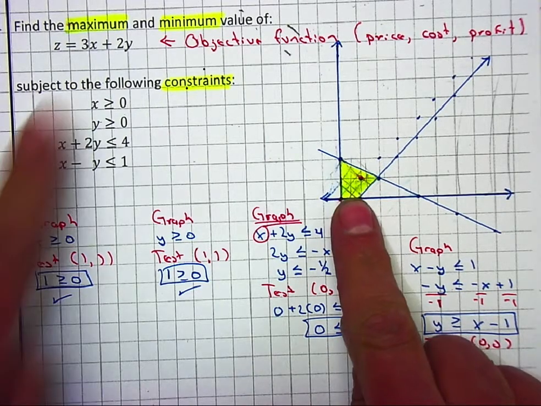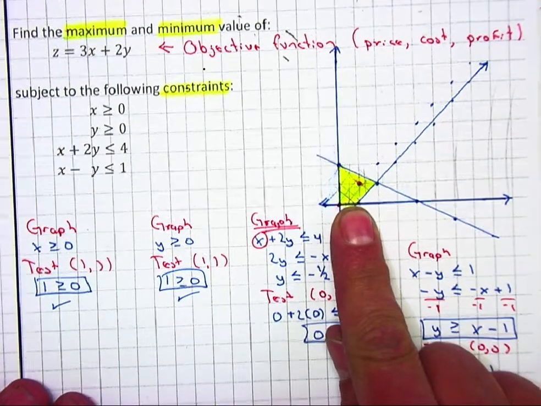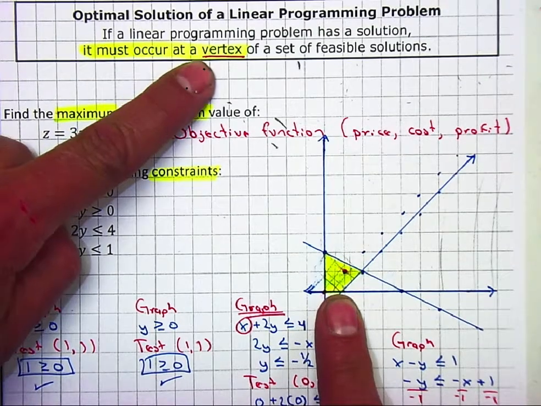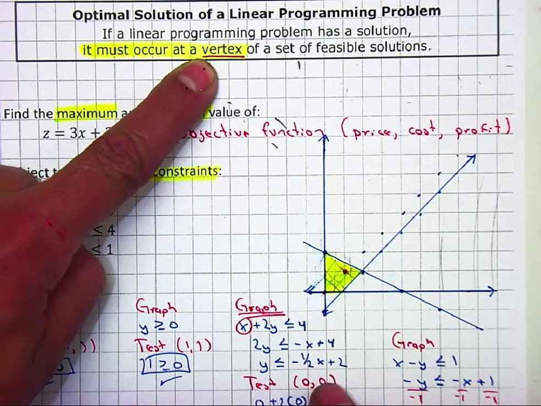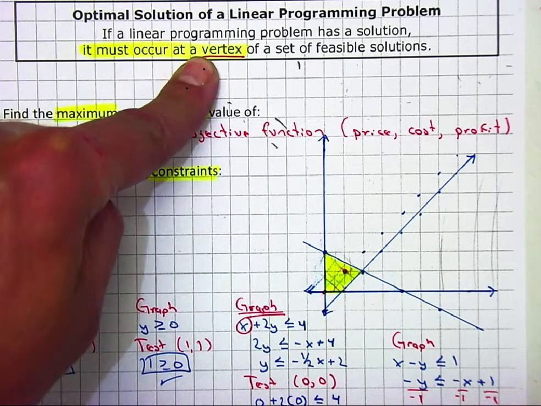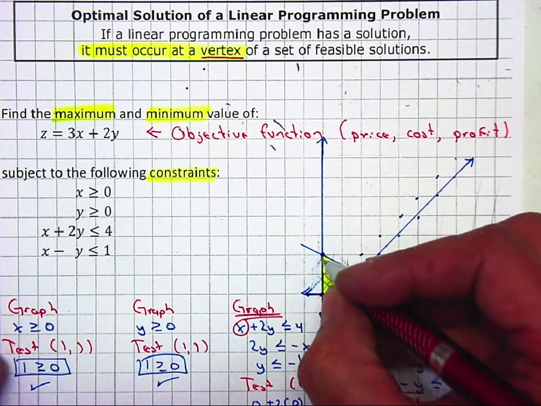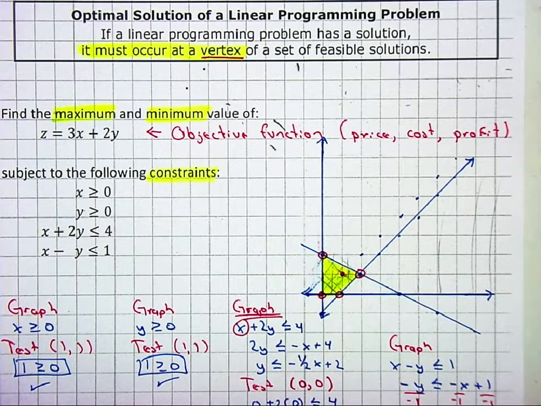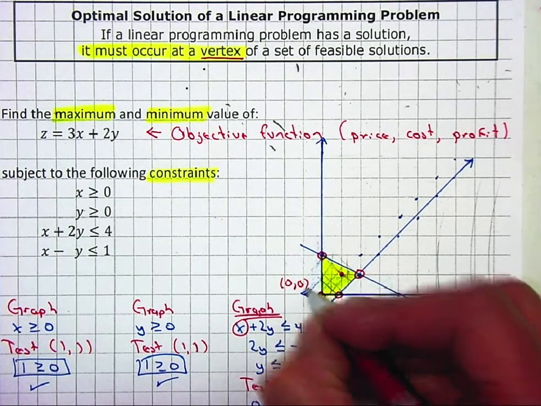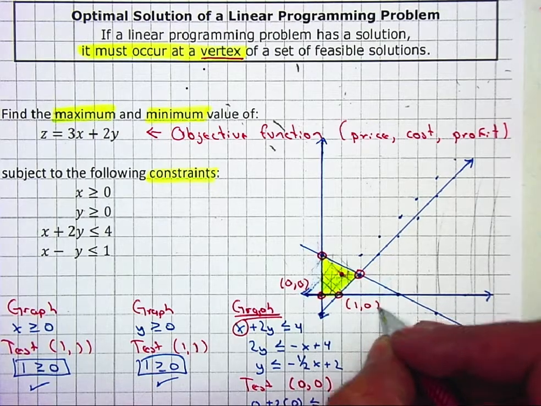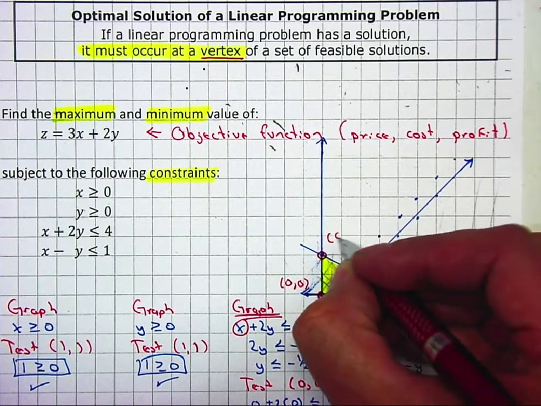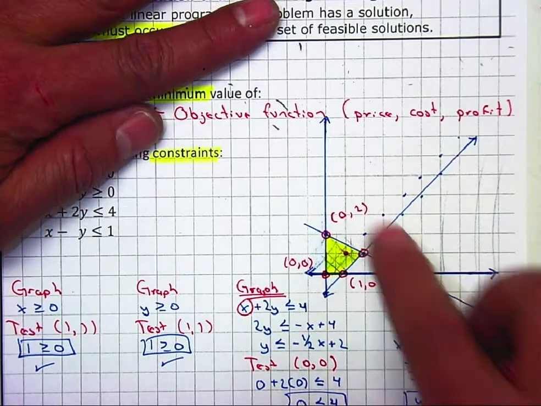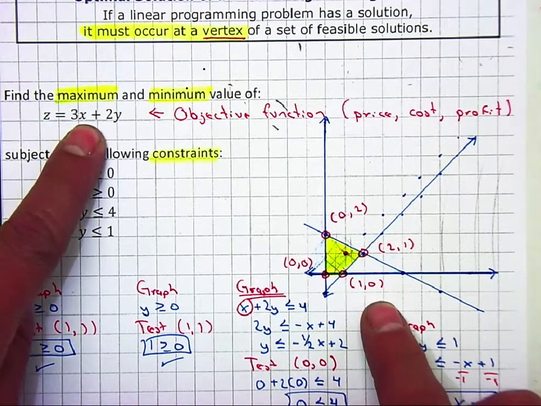Once I find my solution, since I want to find the maximum or minimum, according to our definition of optimal solution, it must occur at a vertex. The book has a nice explanation for the reason why, if you want to scan through it. For now, we're just going to check each of the vertices. So this will be 0, 0. This will be 1, 0, 2, 1, and 0, 2. We're going to have to test each of those four vertices in our objective function.